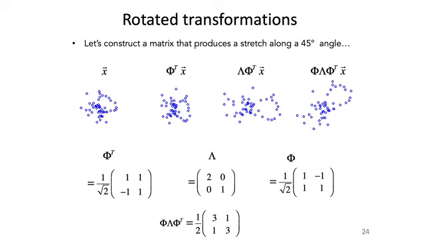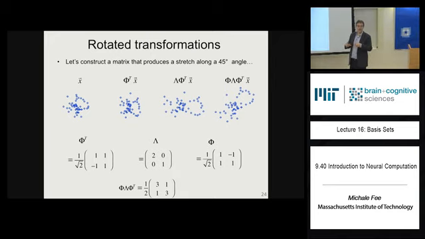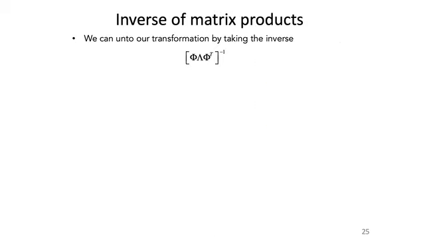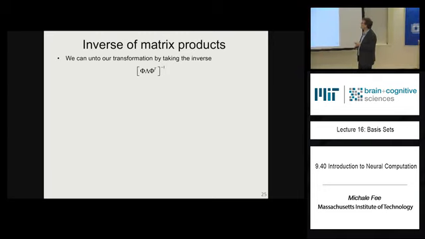Now, we can stretch these data along a 45-degree axis by some factor, like a factor of 2 here. How do we go back? How do we undo that stretch? So how do you take the inverse of a product of a bunch of matrices like this? The answer is very simple.